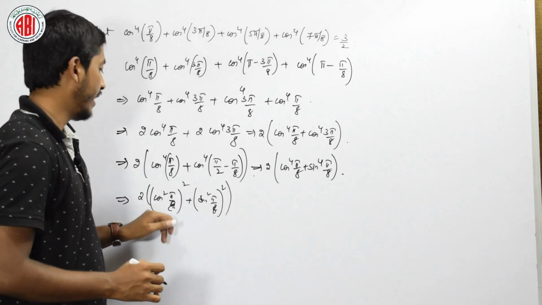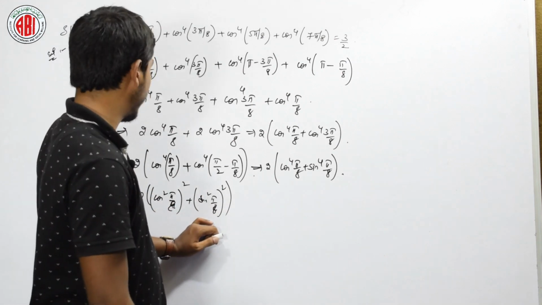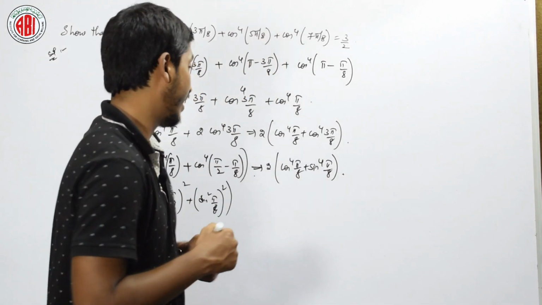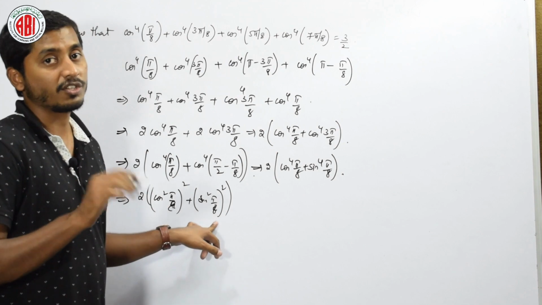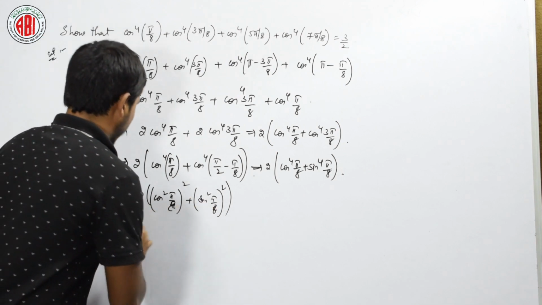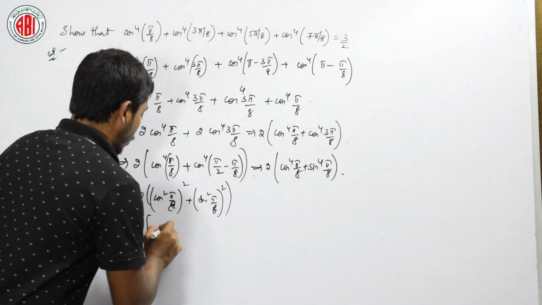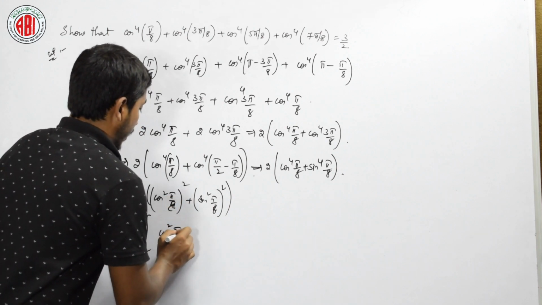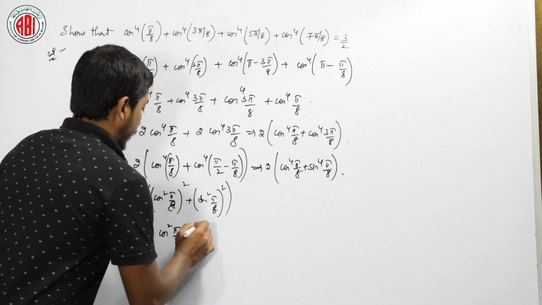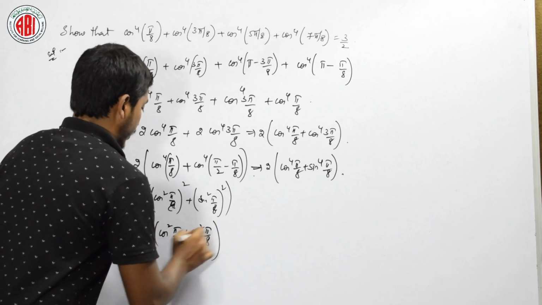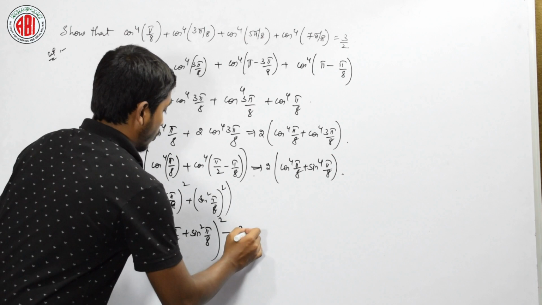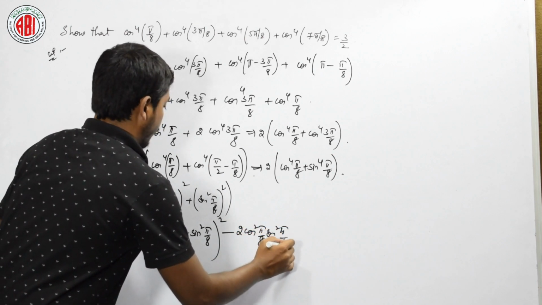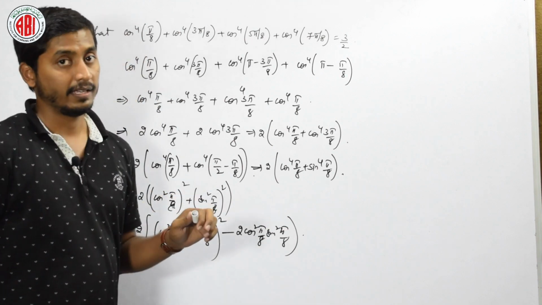Is it clear? A square plus b square. What to do with that? A square plus b square, I need a plus b in that. It can be written as a plus b whole square minus 2ab, that is nothing but 2 into (a plus b whole square minus 2ab). Is it right? Is it clear?